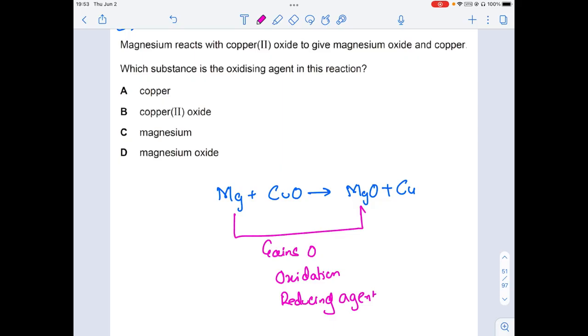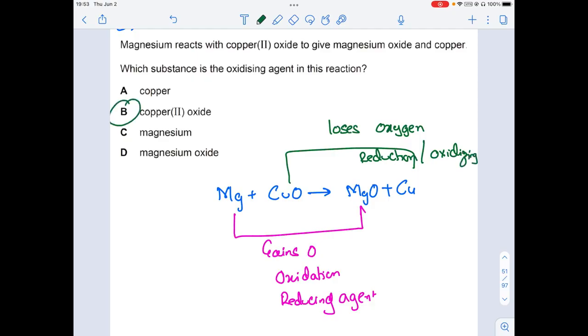So similarly, copper oxide to copper, it is losing oxygen, not electron. If it loses oxygen, it is undergoing reduction. If it is undergoing reduction, it is the oxidizing agent. So which is the oxidizing agent? Copper oxide. Option 2 is going to be the oxidizing agent. So that's going to be the answer.